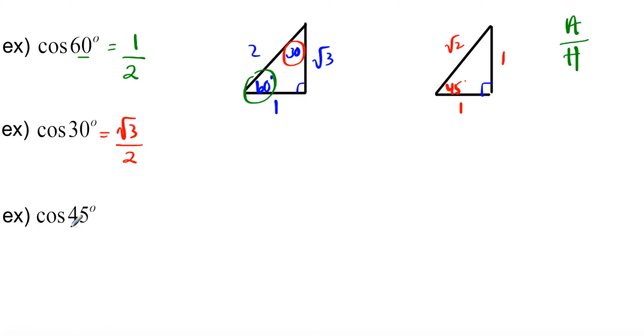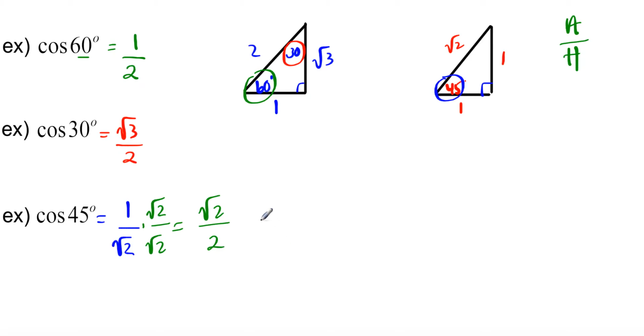And then lastly, cosine of 45. Let's go over here to the 45, 45, 90. Adjacent to either one of the 45 degrees that you choose. It doesn't matter, but we'll choose this one. Adjacent to 45 is 1 over the hypotenuse is square root of 2. And just like the sine of 45, we're going to have to rationalize the denominator on this one as well. So let's multiply by square root of 2 over the square root of 2. 1 times square root of 2 is square root of 2. Square root of 2 times square root of 2 is just 2. So cosine of 45 is square root of 2 over 2.